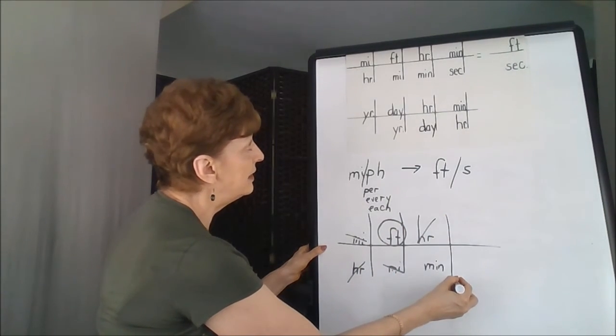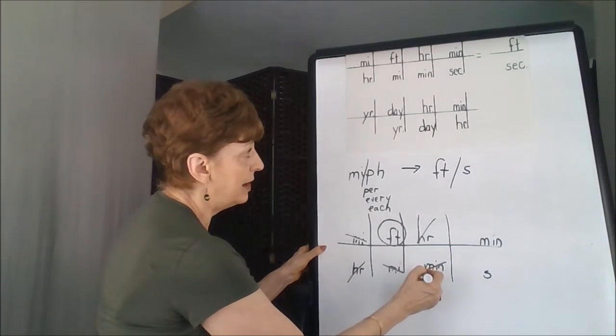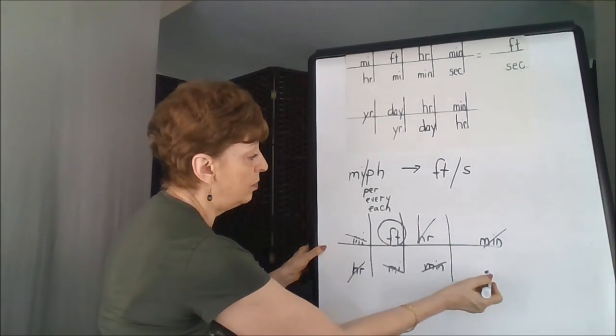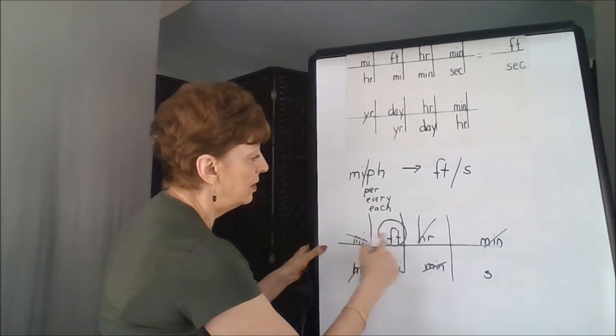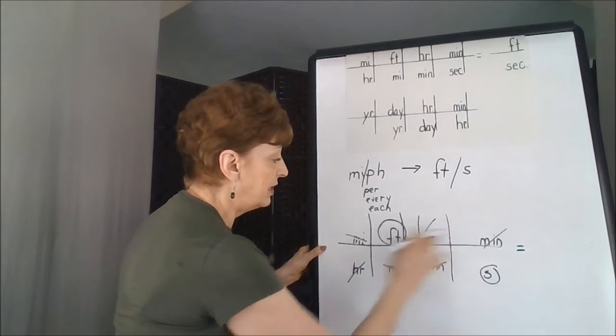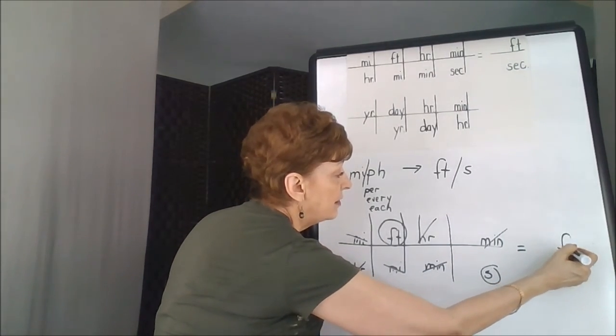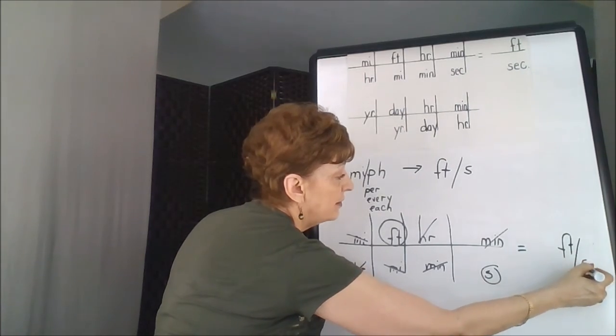So we need another box here to get rid of our minutes. This time we can cross out a bottom and a top, and now we've got our feet, and then we've got our label seconds. So after we do the calculation with the numbers, our label will be feet per second.